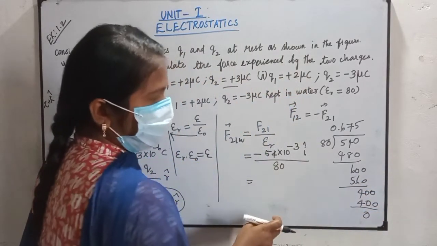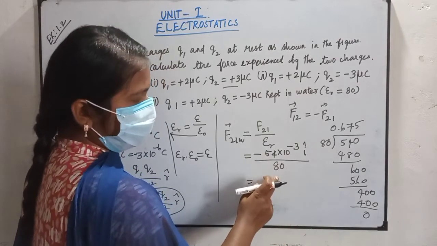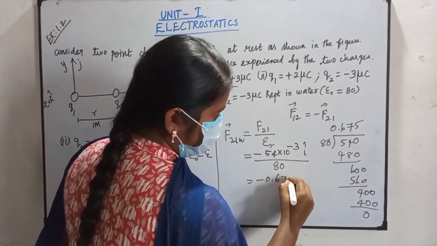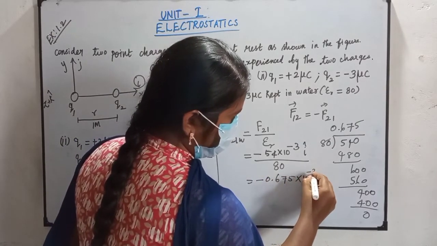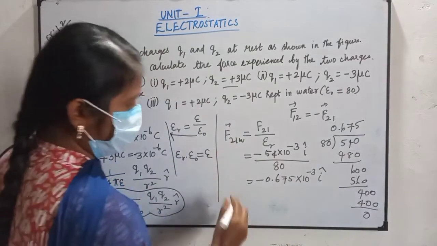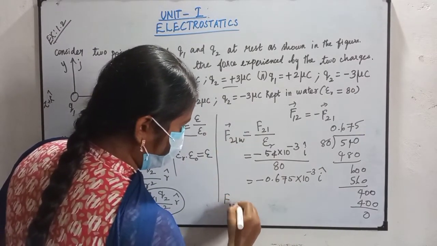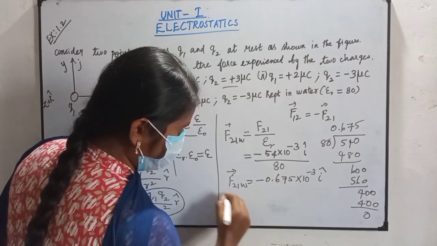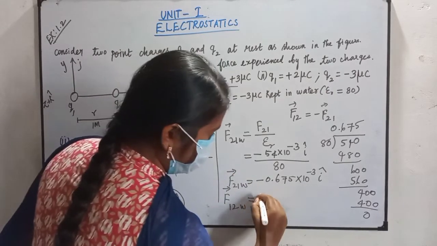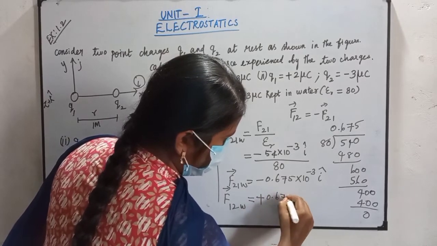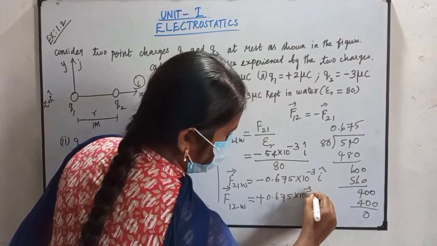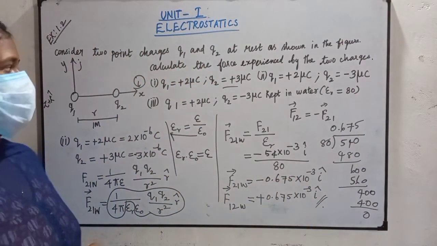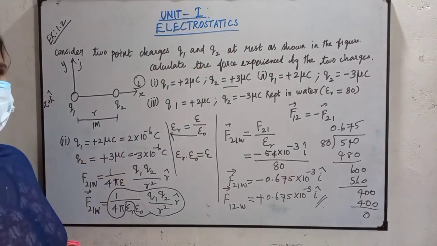So this is the division: 54 divided by 80. Here the value is minus 0.675 into 10 to the power minus 3 i. This is F21 for the charges kept in water. And what about the value of F12? This is F12, for the charges kept in water, plus 0.675 into 10 to the power minus 3 i. So these are the values for the 3 cases. Thank you.